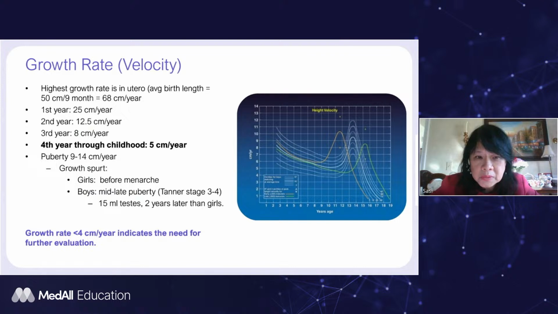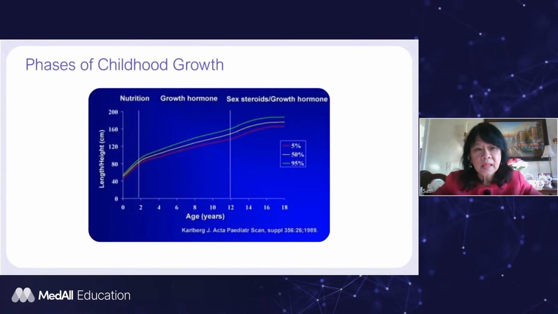And typically girls start having a growth spurt before boys, and that occurs before menarche. And for boys, the growth spurt occurs in mid to late puberty, about Tanner stage 3 to 4. And if we do an examination during the peak growth spurt, boys have a testicular size of about 15 ml. So the peak, you can see, is about 2 years later than girls. So we have different phases of childhood growth.